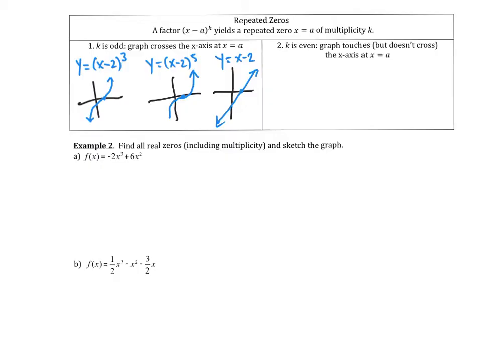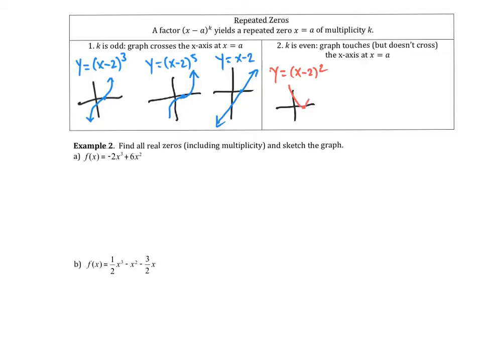If it is, the graph touches, but it doesn't cross the x-axis at x equals a. So what are they talking about? Okay, let's consider y equals (x minus 2) squared, because you guys kind of know that's going to be a parabola. It's an even function. So let's say it hits x equals 2. I'm estimating it's there. It's a parabola, so I know the end behavior. It's also even and positive, so it's going up on both sides.